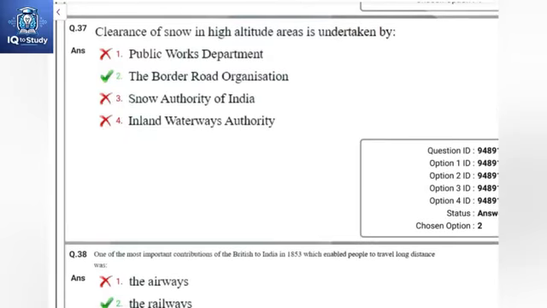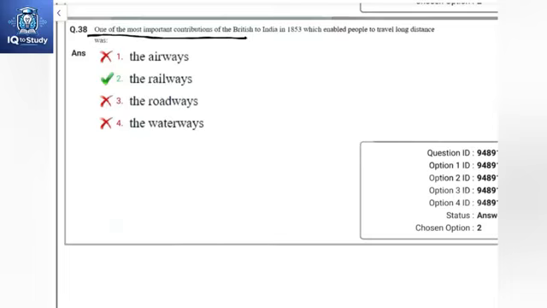Clearance of snow in high altitude areas is undertaken by the Border Road Organization. One of the most important contributions of the British to India in 1853, which enabled people to travel long distance, was railways.